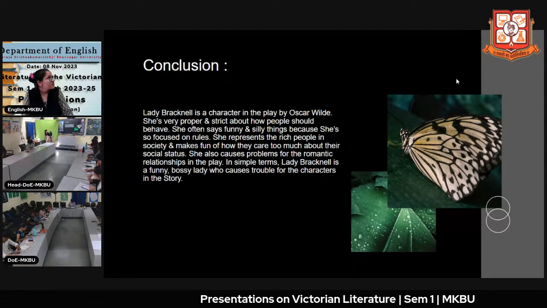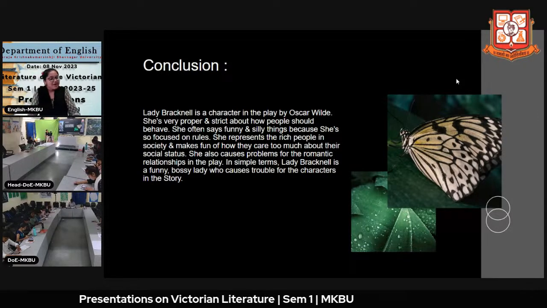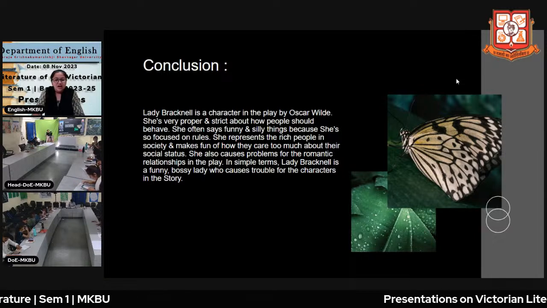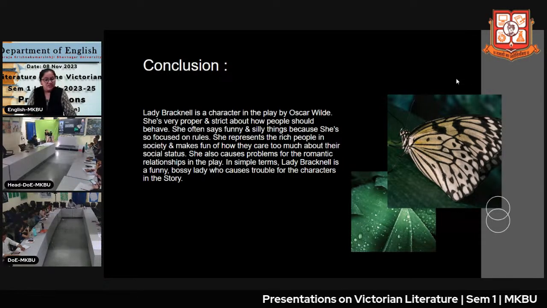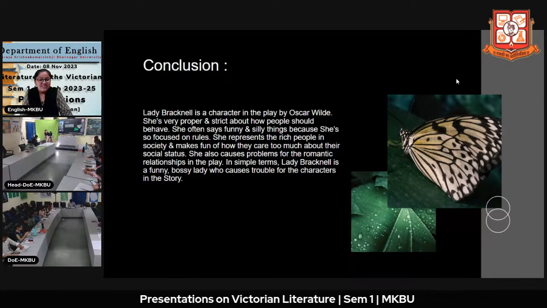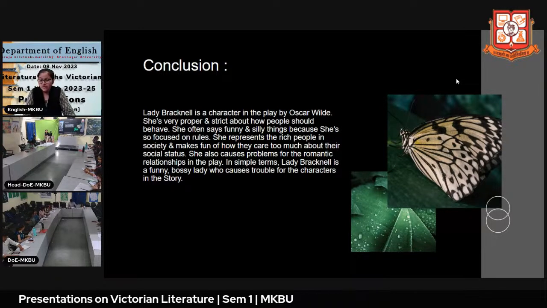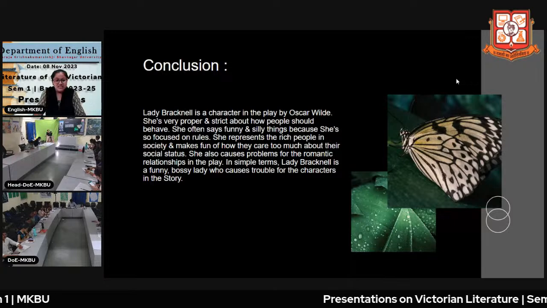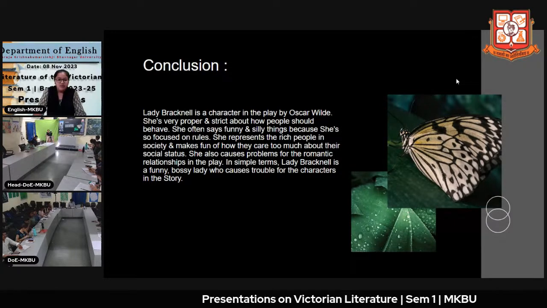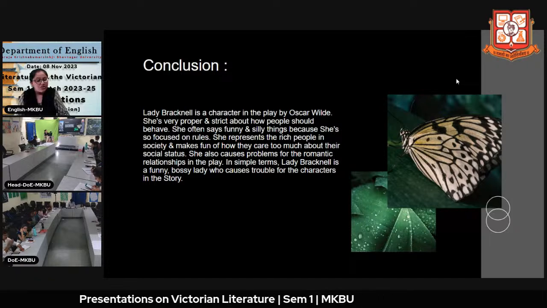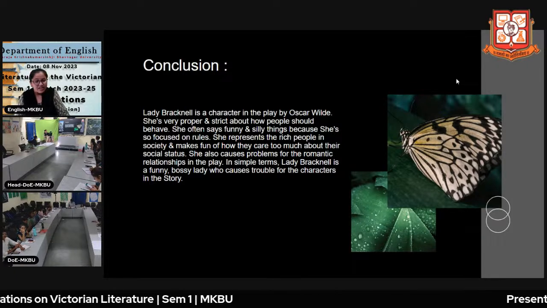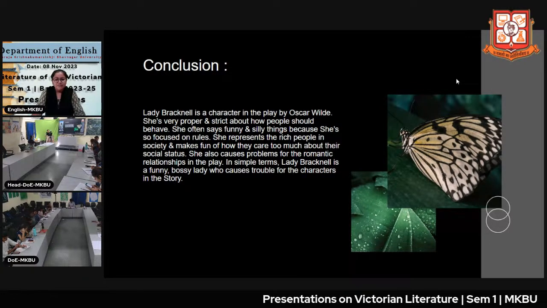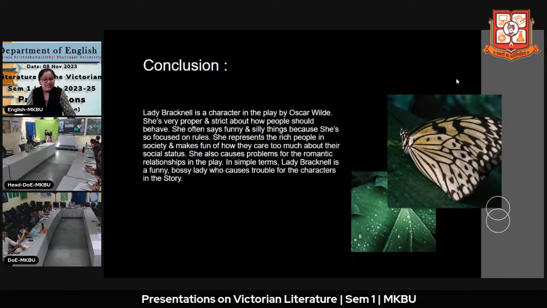This is the conclusion. Lady Bracknell is a character in the play by Oscar Wilde who is very proper and strict about how people should behave, and she often says funny and silly things because she's so focused on rules. She represents the rich people in society and makes fun of how they care too much about their social status. She also causes problems for the romantic relationships in the play. In simple terms, Lady Bracknell is a funny, bossy lady who causes trouble for the characters in the story.